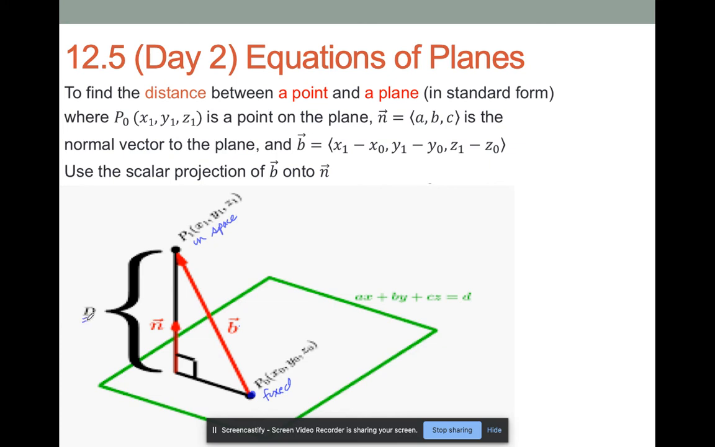So capital D for distance is the length of this piece of the vector, right? Because that normal vector goes on forever and ever. I just want this piece of the normal vector, and I want to know how long it is. I just want to know the length, a scalar, of this side of that right triangle.